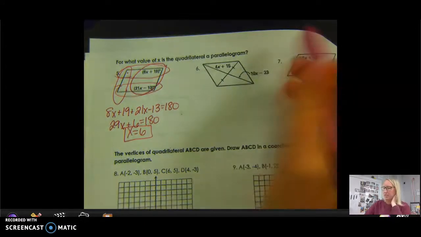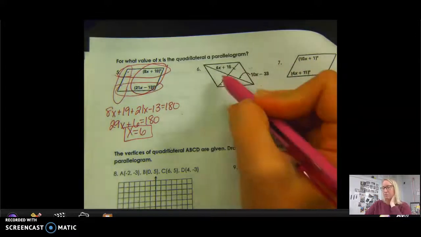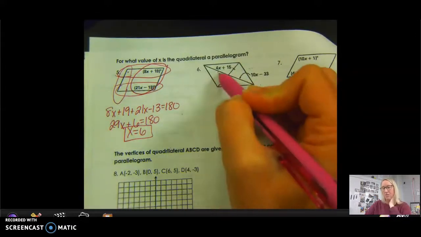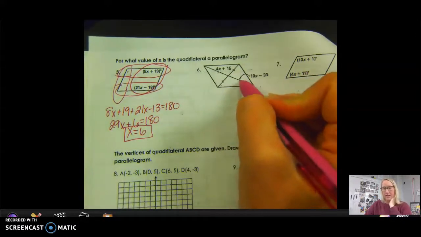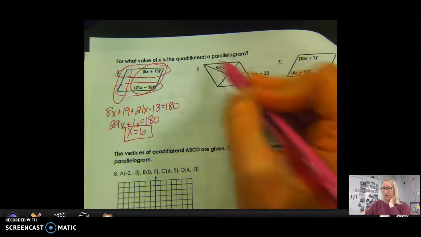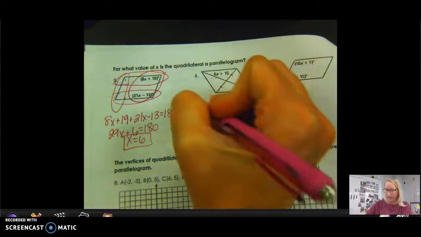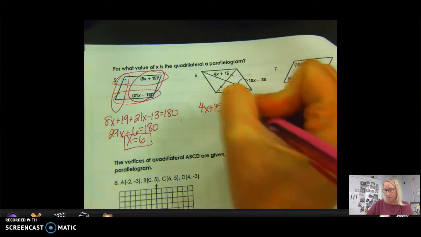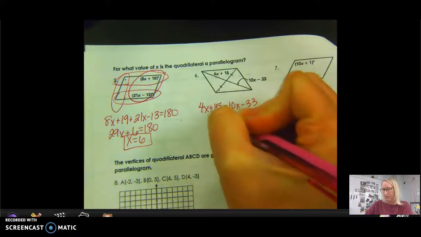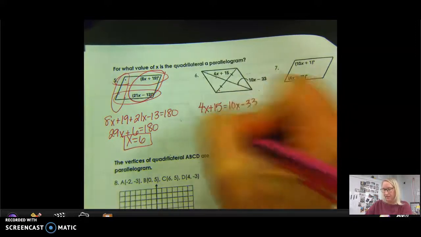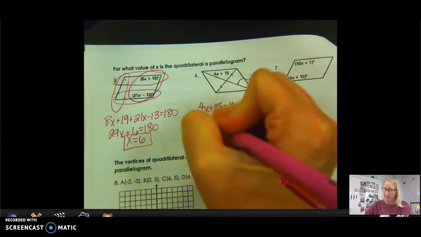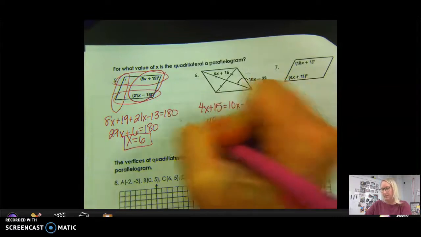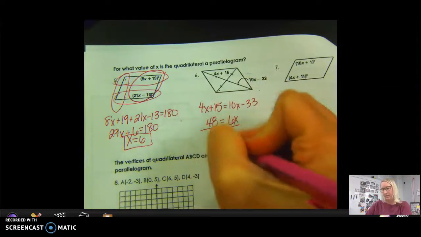Next one, they're showing diagonals. They're saying this is congruent to this, but this one always would also have to be congruent to this guy. If it's a parallelogram, they have to bisect both. So that would mean that 4x plus 15 would have to equal 10x minus 33. I'm going to subtract 4x to give me 6x. I'm going to add 33 to give me 48. Divide by 6, and I get x equals 8.